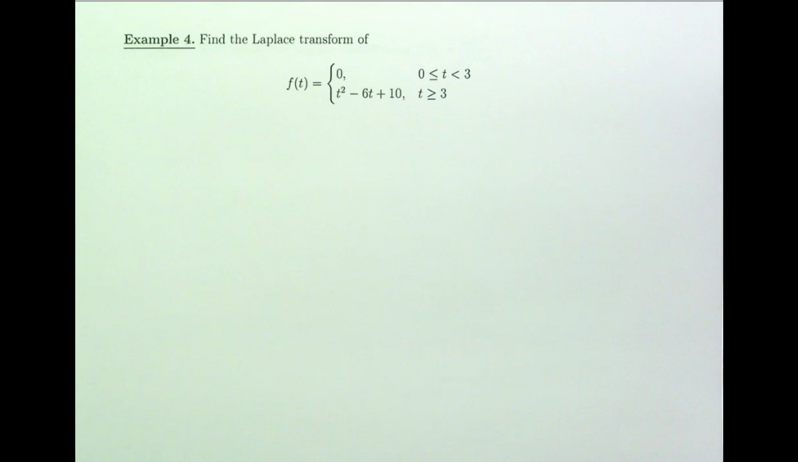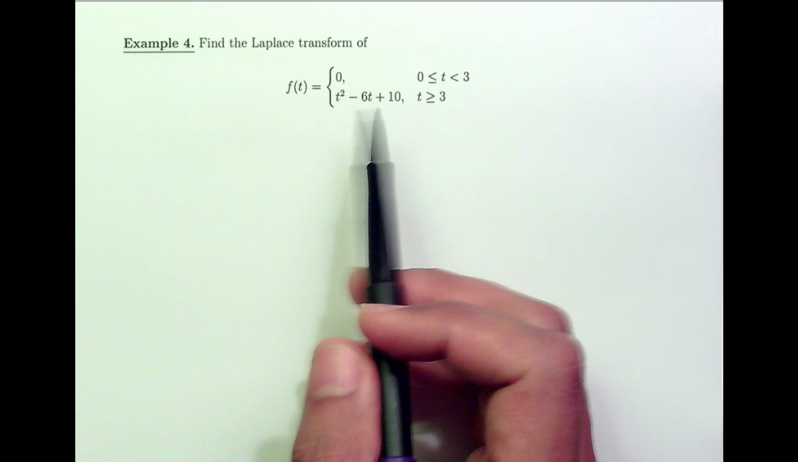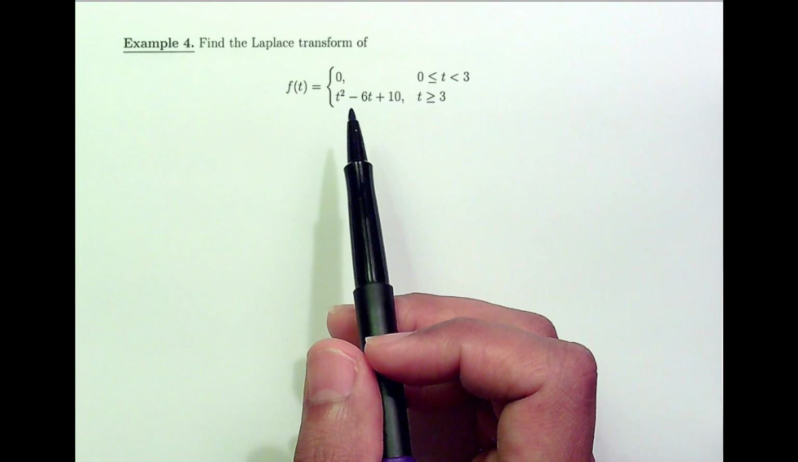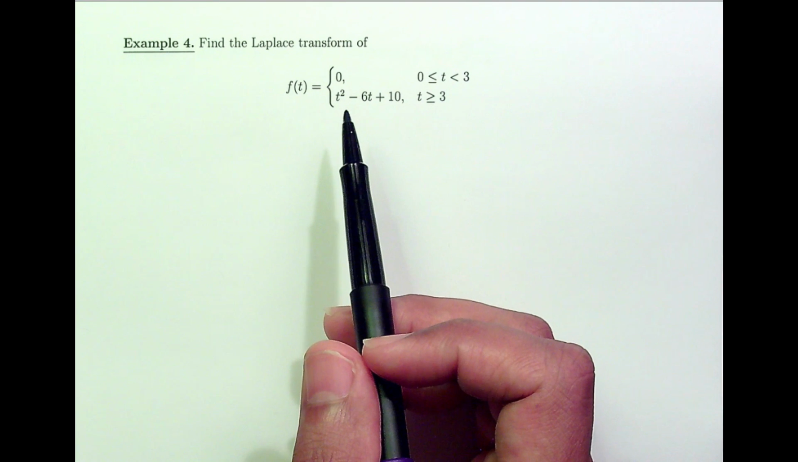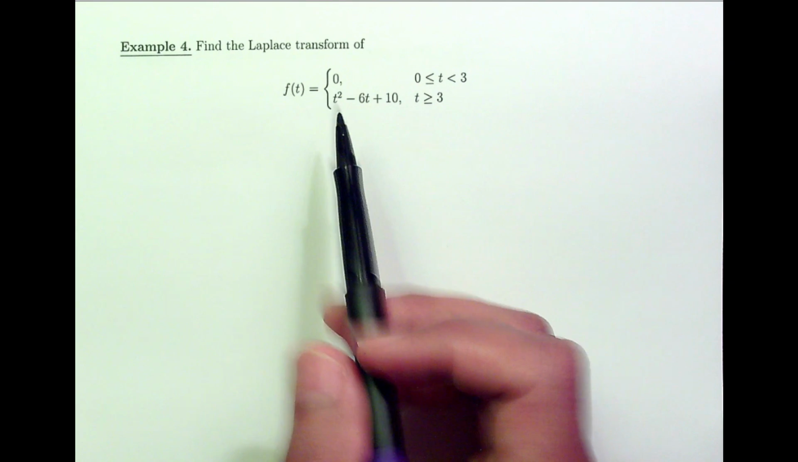Okay, let's do another one here. Find the Laplace transform of that. If you look at that, I need to write this like a translation of something. This is a parabola that has been transformed. So you start with a basic one and then you move it around.